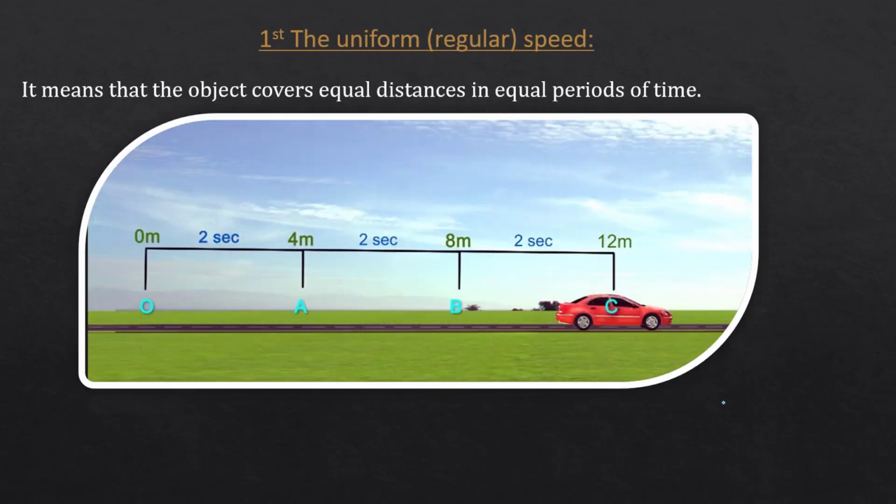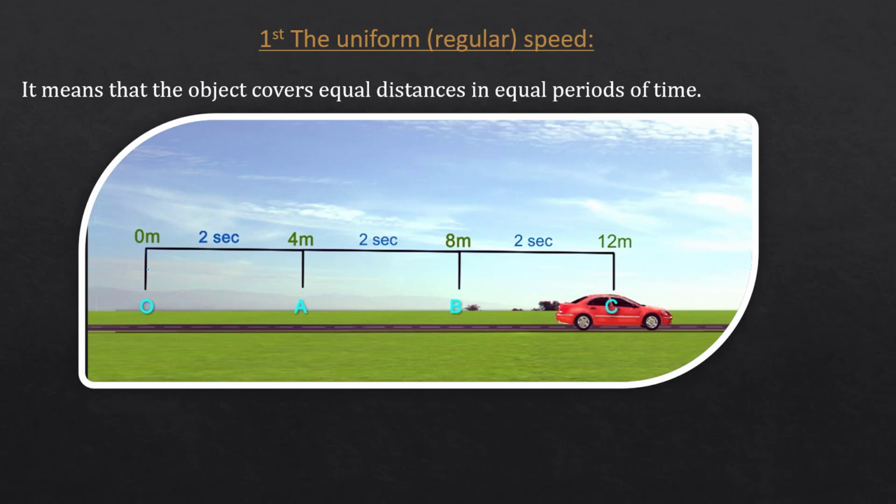Let's know more about the regular speed. The definition of regular speed is when the object covers equal distance in equal periods of time. What does that mean? Look at here. We have an example here. This car has 4 points, O, A, B, and C. So the car starts moving from here. So the car starts its motion from O until C.